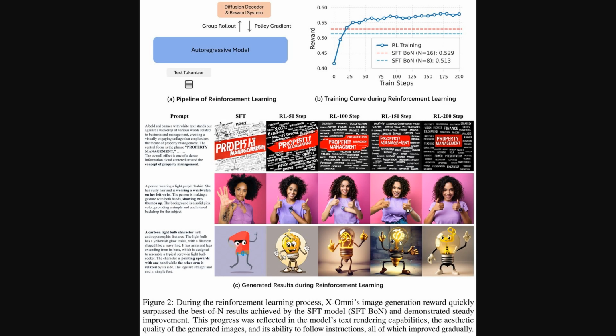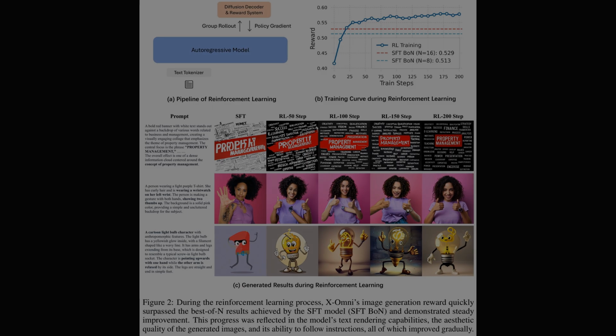So this next figure shows exactly how they achieve that quality jump. The key is reinforcement learning, which is like giving the model rewards for creating better images. The chart on the top right shows the reward score during this RL training. It quickly surpasses the performance of the initial model, which was only trained with supervised fine-tuning, or SFT. The RL model even beats the best of 16 samples from that initial SFT model. And the images below really drive this home. You can see the outputs getting progressively better and more accurate.